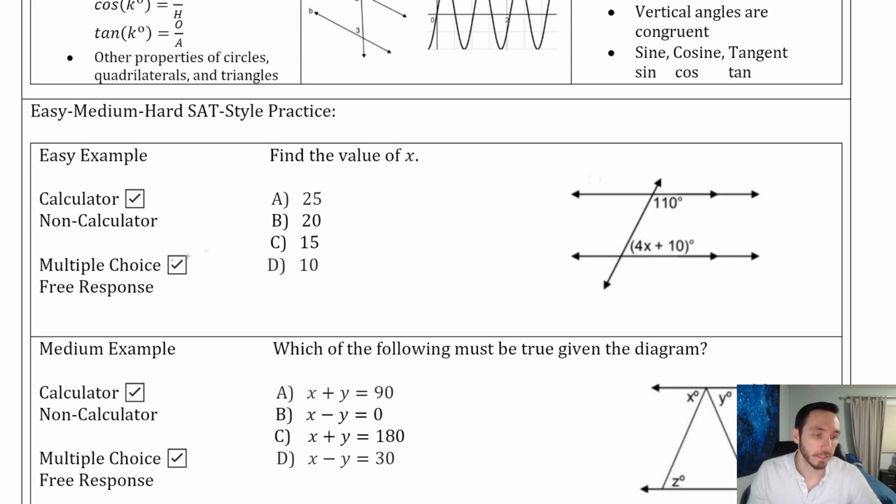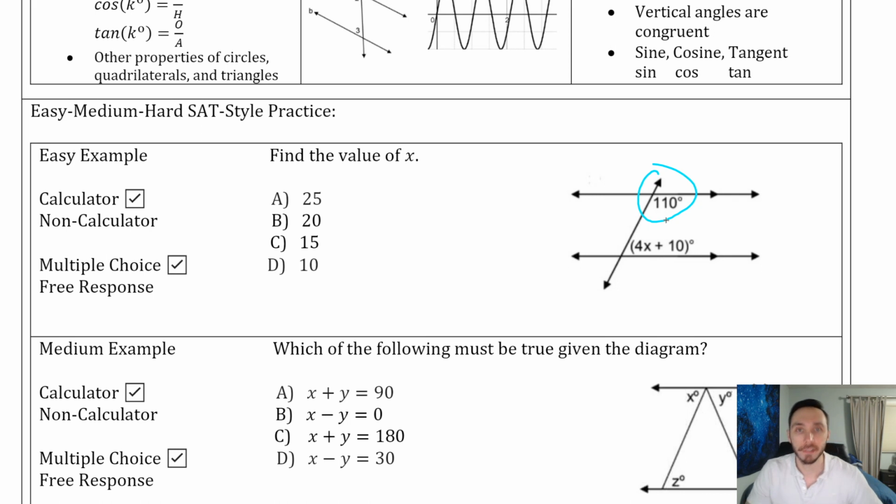All right, calculator active multiple choice. Find the value of x. I notice I have parallel lines. When I have parallel lines, this is when alternate interior, corresponding, all those words come into play. It's been a minute since I've taught geometry. But what we should do here is identify that we're looking for x. Take a look at this little angle right here.